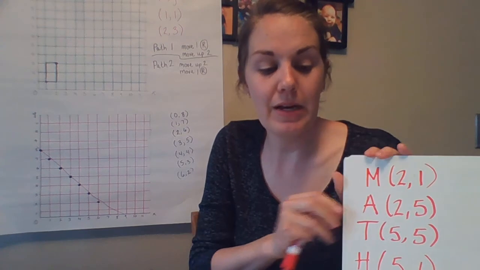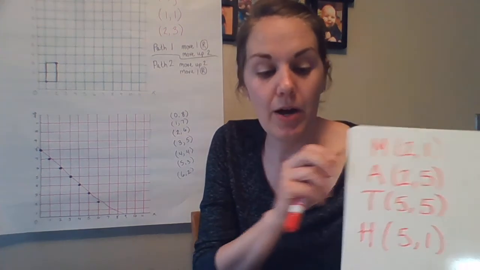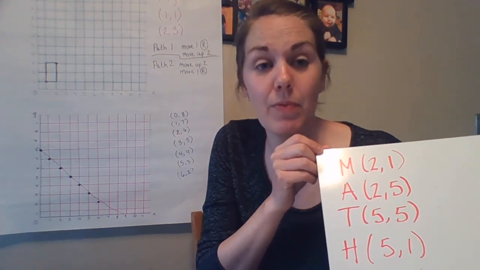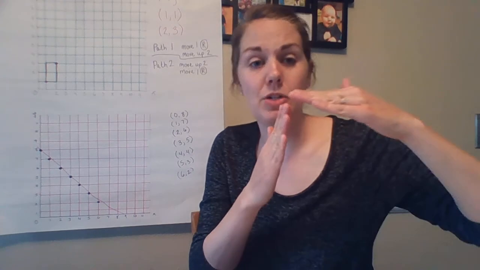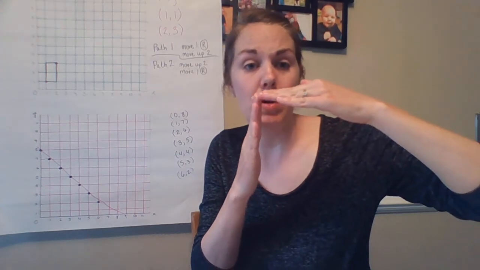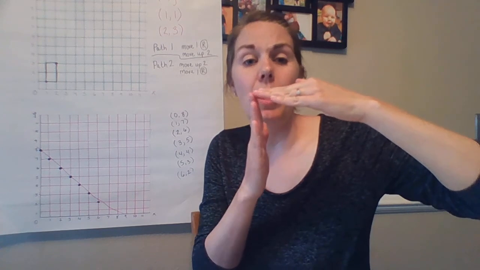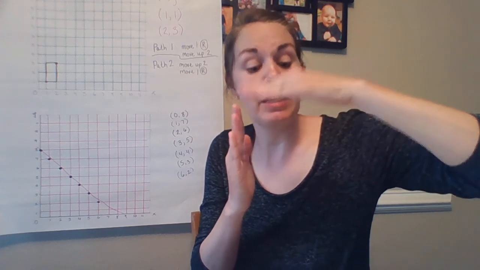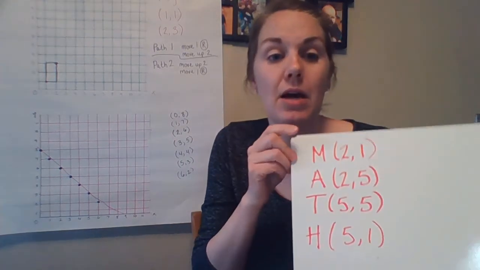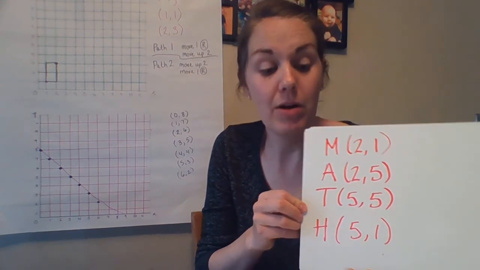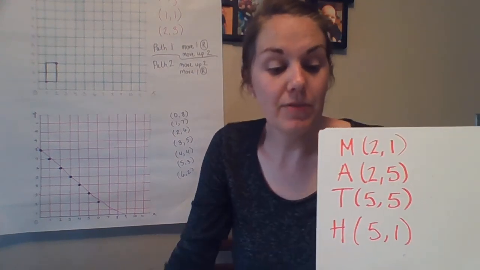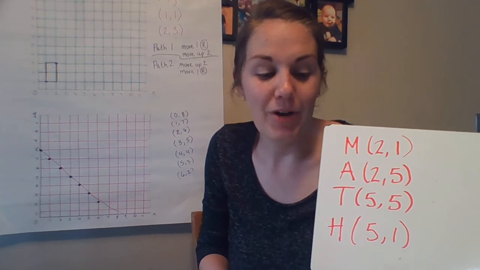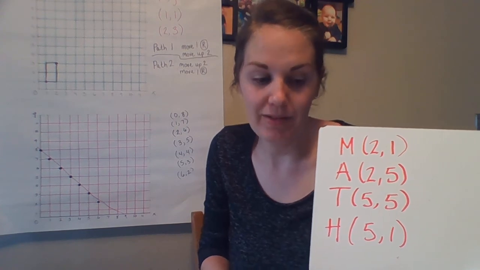So Mrs. Souter is writing the following ordered pairs on the board. The point represented by each ordered pair is a vertex of a rectangle. So remember, a vertex is where two sides meet. Sometimes we call it an angle or a point, but the technical math term for it is a vertex, where two sides meet. So each of these ordered pairs represents a point on a rectangle. She lists the vertices in order to name the figure, rectangle math. What is the perimeter of rectangle math?